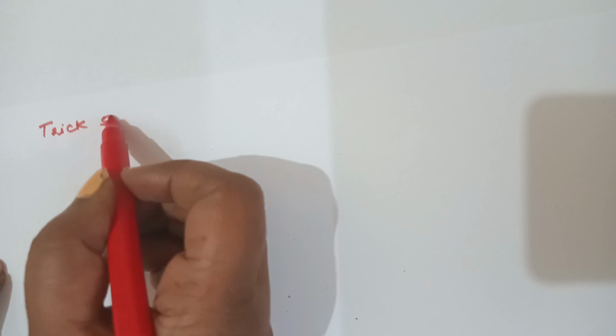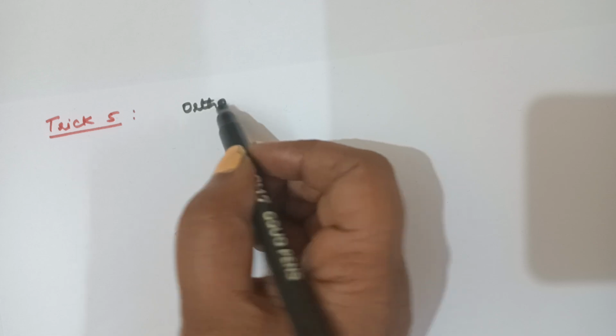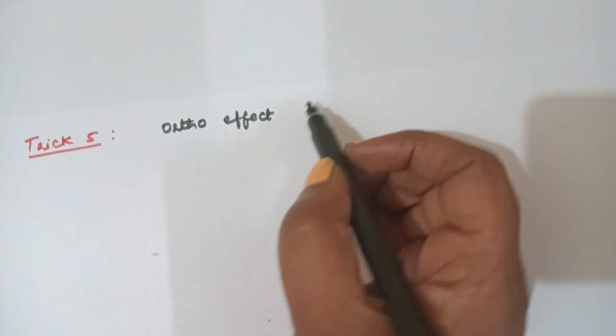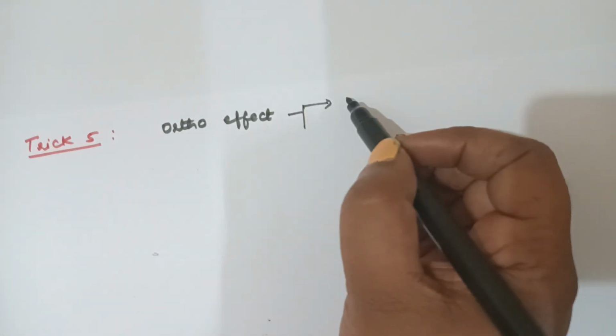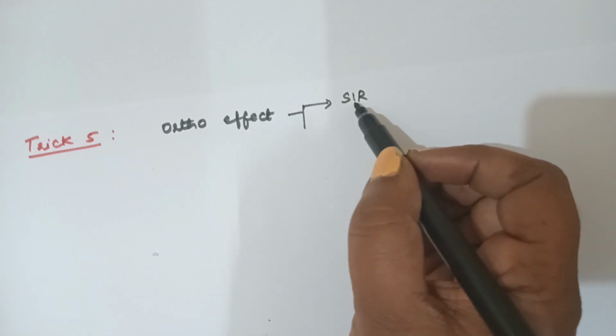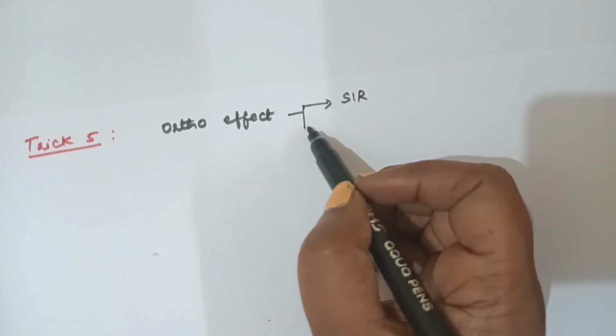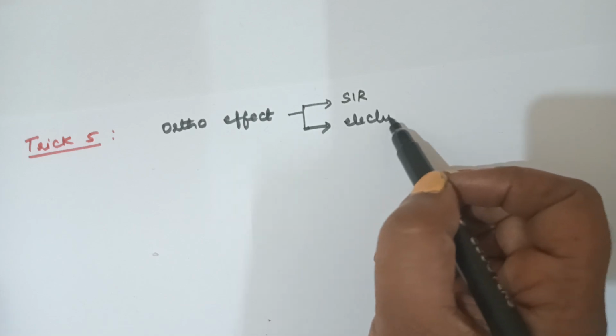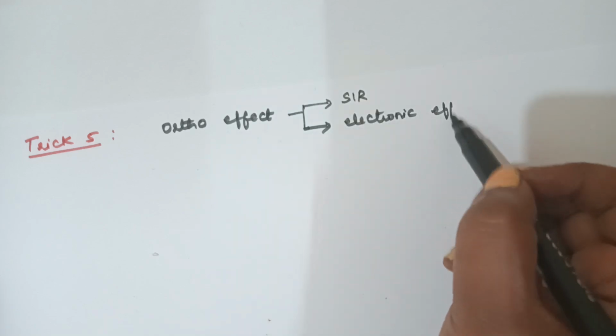So we will study in detail the ortho effect. Now trick number 5. We studied about the ortho effect, that is, whichever group is present at the ortho position, the acid becomes more acidic in nature. The ortho effect is shown by SIR, that is, steric inhibition of resonance, and then the electronic effect.